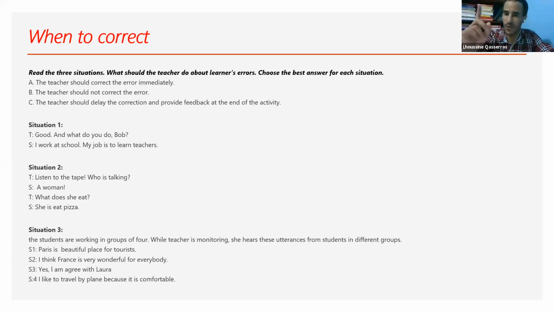Now let's start with situation number 1. Teacher: "Good. And what do you do, Bob?" Student: "I work at school. My job is to learn teachers." The student is talking. "My job is to learn teachers." Is it A, B, or C? Immediately correct the error, not correct, or delay. Can you write, please, in the chat box?